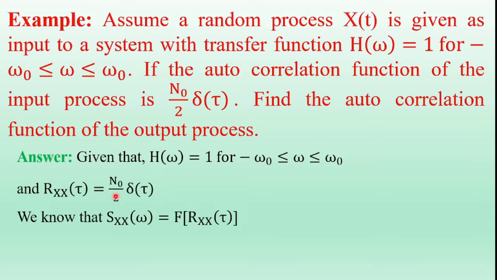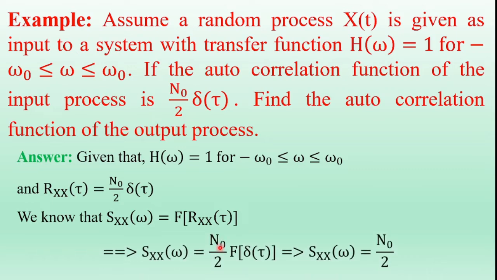So we know that the Fourier transform of the autocorrelation function is the power spectral density of x of t, that is Sxx of omega is equal to the Fourier transform of Rxx of tau. And now here Rxx of tau is N naught by 2 into delta of tau. Substitute that value into here. So N naught by 2 is constant, that is written before the Fourier transform. So N naught by 2 into the Fourier transform of delta of tau. So we know that the Fourier transform of the impulse function is 1. So N naught by 2 into 1 is N naught by 2. The power spectral density of the input process is N naught by 2.